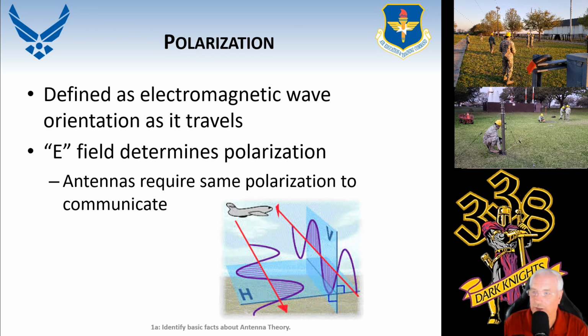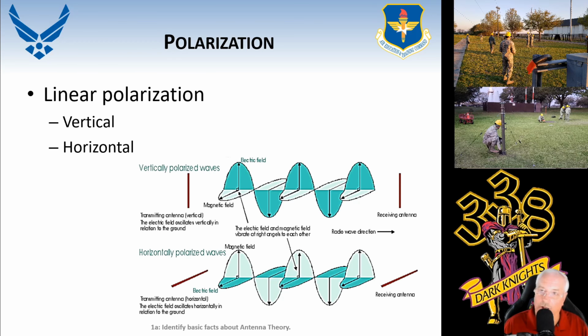So what is the definition of polarization? Well, it's defined as electromagnetic wave orientation as it travels. Now just remember, it is the E field that it is referencing. All antennas require the same polarization to communicate, and we'll get to that in just a few. There are 2 types of linear polarization. There is vertical and then there is horizontal.